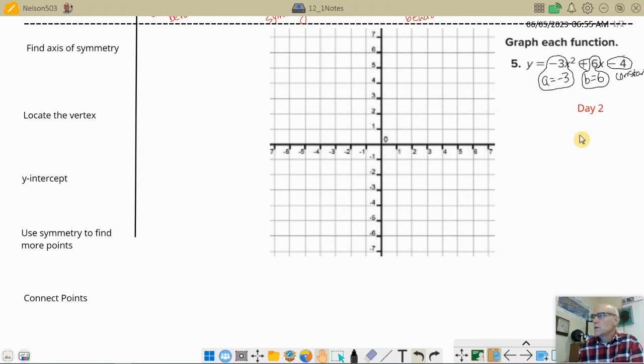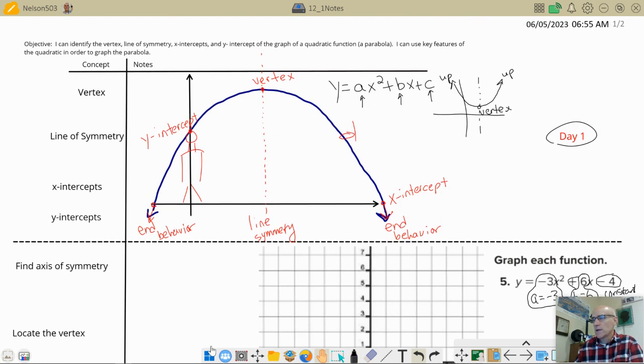Okay, folks, so we're going to use this important information right over here to find critical values of our parabola. What we graph is called a parabola. Let me just zoom back up here for just a second. This blue shape is called a parabola. This is called the quadratic equation or quadratic function.